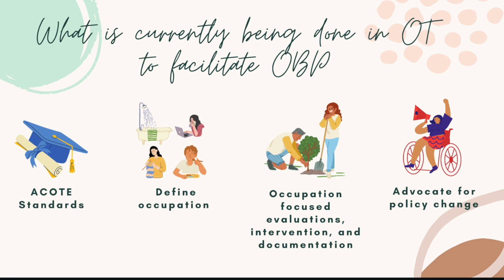There are currently many steps in the OT world being implemented to help facilitate the use of OBP. These approaches help to address the deviation from using occupations as the means and end to therapy. To start, for an occupational therapy program to become accredited, they have to uphold many specific standards. These standards are set by the Accreditation Council for Occupational Therapy Education, also known as ACOTE, and they focus on the schooling, staffing, students, and their curriculum.